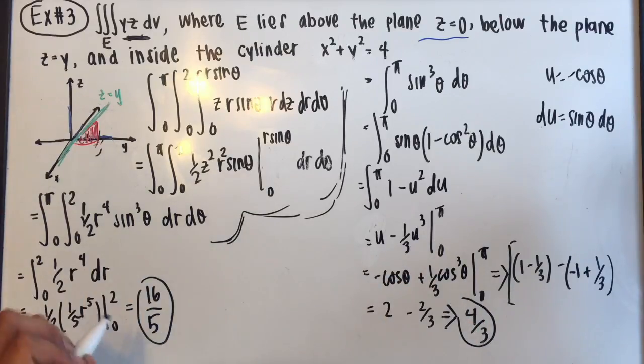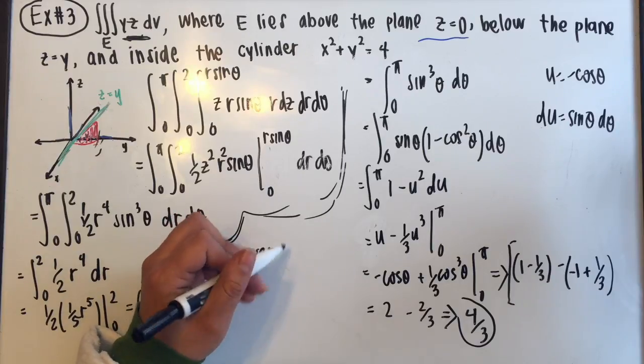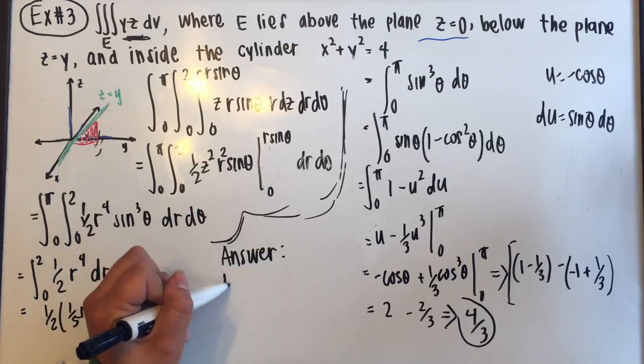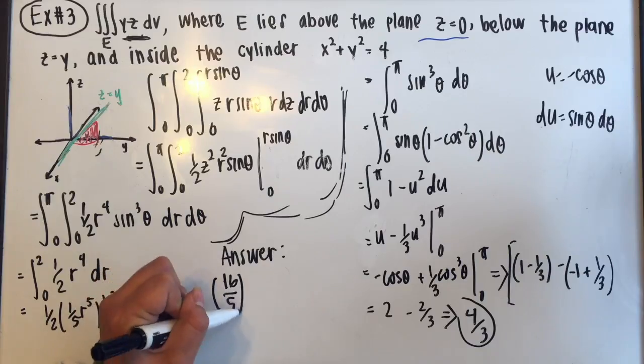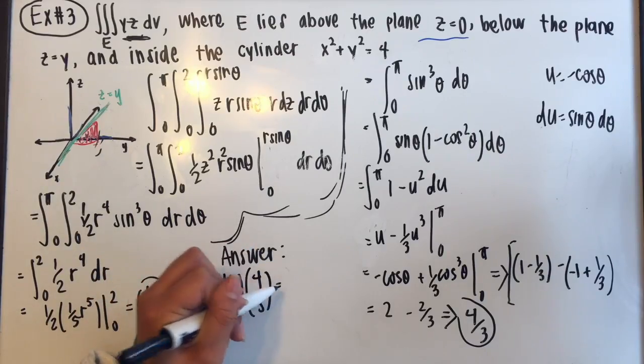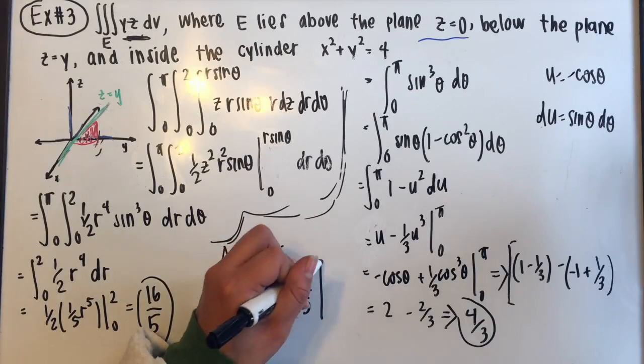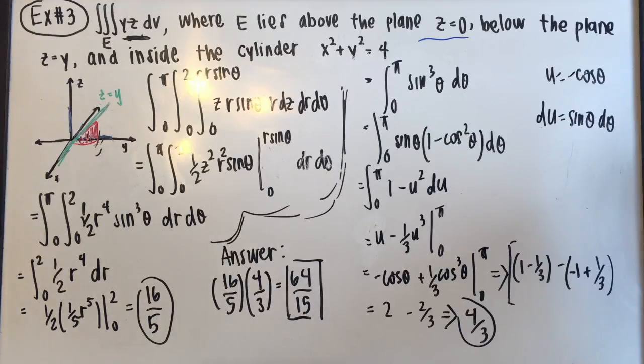So to have our full answer, we just multiply both of these together. So 16/5 times 4/3, we get 64/15. And that's our answer.